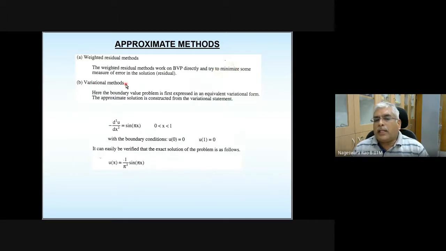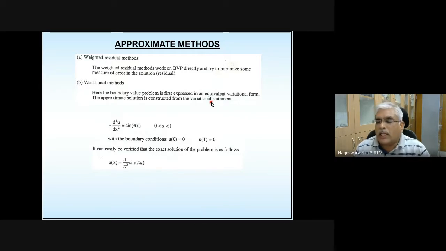And in variational methods, the boundary value problem is first expressed in an equivalent variational form. The approximation is constructed from the variational statement. And these variational methods, I think in a way you are already familiar with. Okay, I will tell you how.